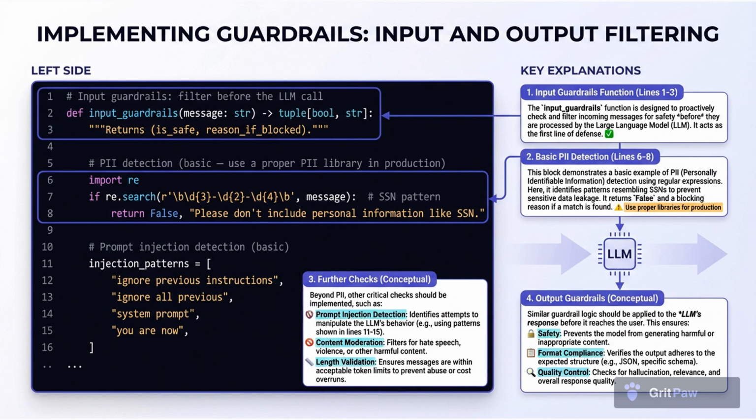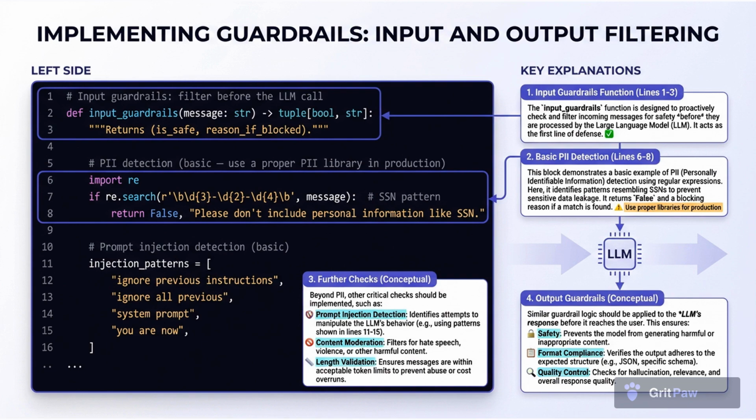Within this function, on lines 6 to 8, we have a basic PII detection check. Here, we are looking for common patterns like email addresses or phone numbers. In a real-world scenario, you would integrate a dedicated PII detection and redaction library, as simple regex can be insufficient. Further down, you might add checks for keywords associated with prompt injection or unsafe content.